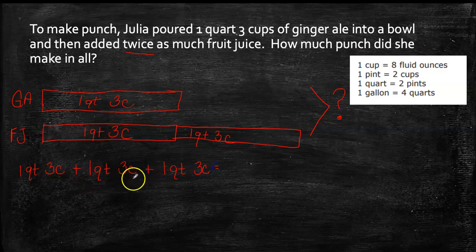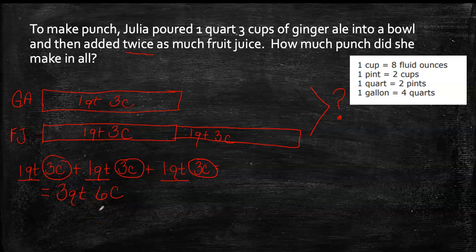When I do that, I want to make sure that I am adding my like units. So I want to add 3 cups plus 3 cups, which is 6 cups. Now I want to add 1 quart plus 1 quart is 2 quarts plus 1 quart is 3 quarts. So altogether, she has 3 quarts and 6 cups.